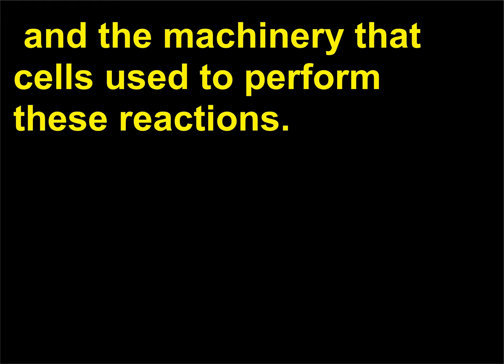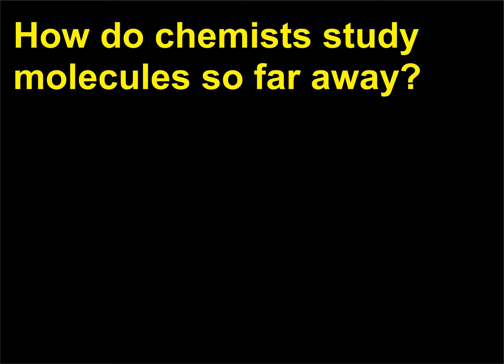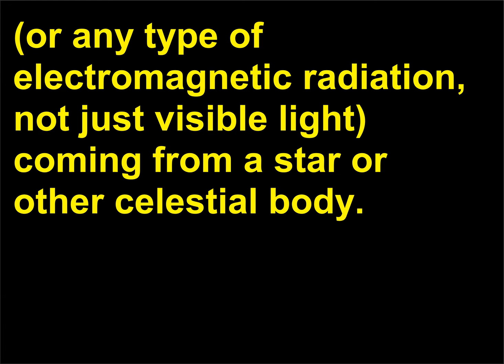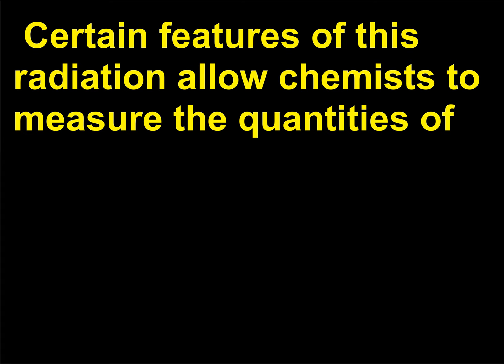How do chemists study molecules so far away? Special kinds of telescopes allow astrochemists to perform spectroscopy on the light, or any type of electromagnetic radiation, not just visible light, coming from a star or other celestial body. Certain features of this radiation allow chemists to measure the quantities of different elements and the surface temperatures of objects like stars and comets.